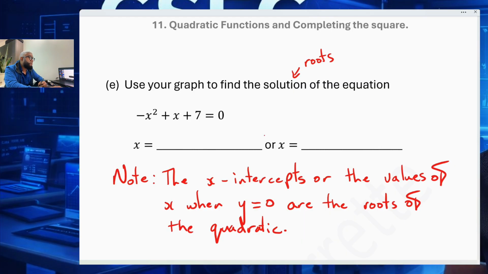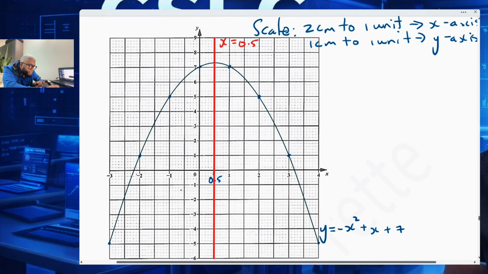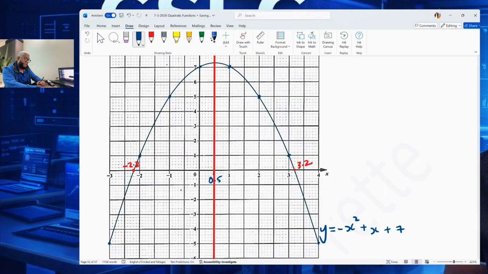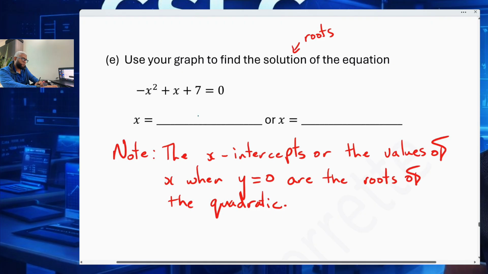So let me see what it is from our curve above here. What are you getting there? I get negative 2.2, and here would be positive 3.2. So that would be my roots from the curve. Well, anybody get anything different on this? So negative 2.2 and 3.2 will be the roots of my quadratic.